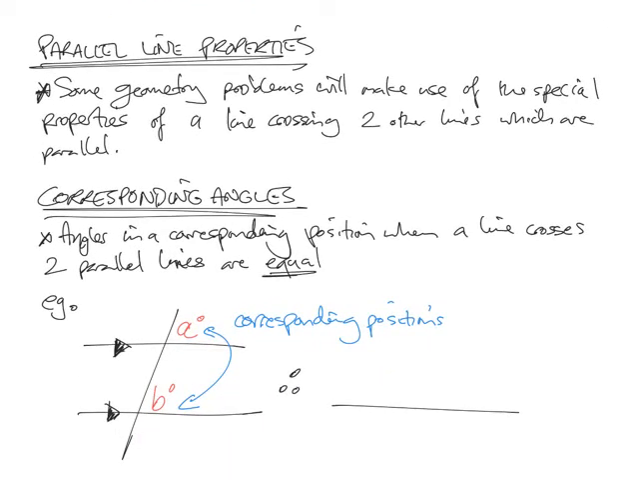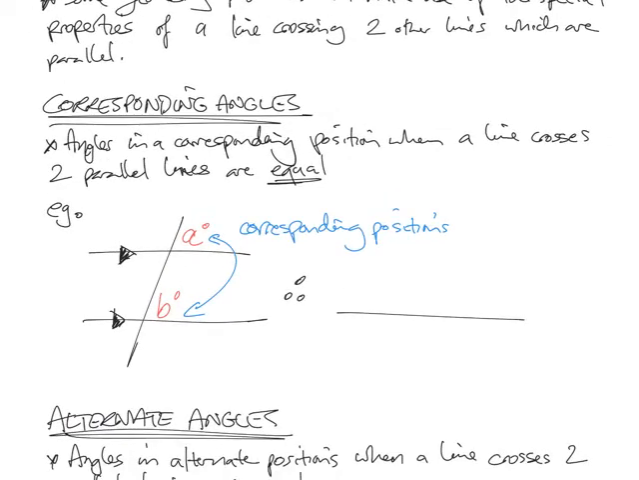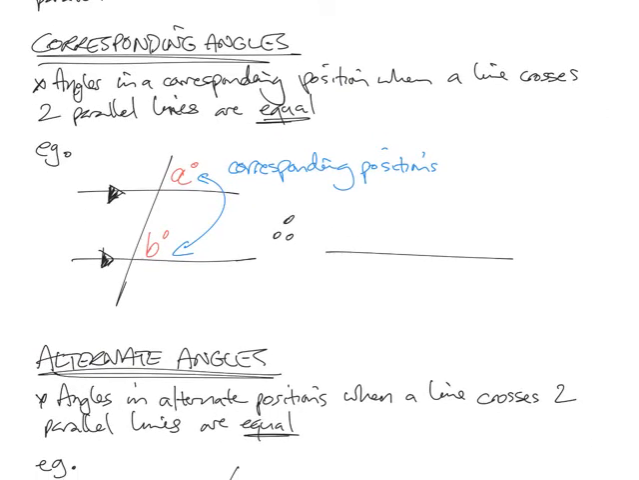The next thing we have to think about is parallel line properties. So some problems we're going to face will make use of special properties of when a line crosses two other lines that are parallel to each other. So hopefully this is a revision. If not, this is a refresher. So the idea of corresponding angles. Angles in a corresponding position when one line crosses two other lines which are parallel are equal.